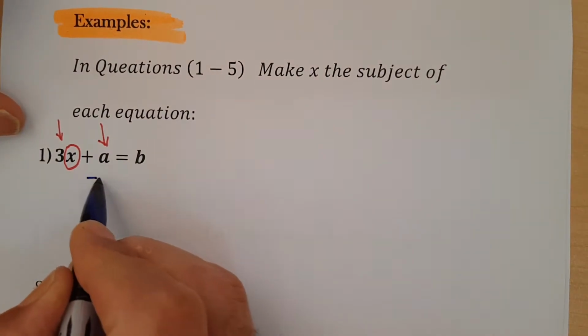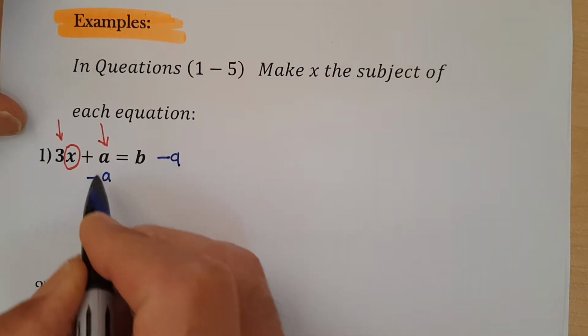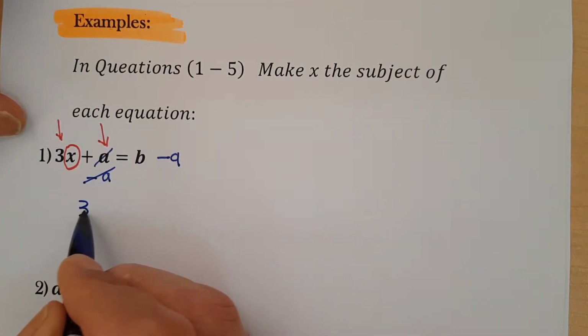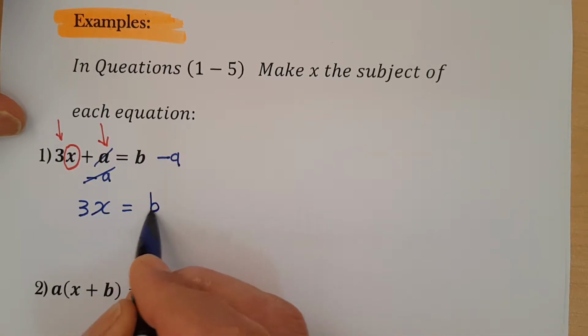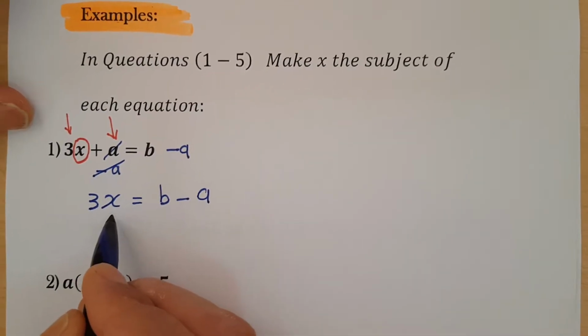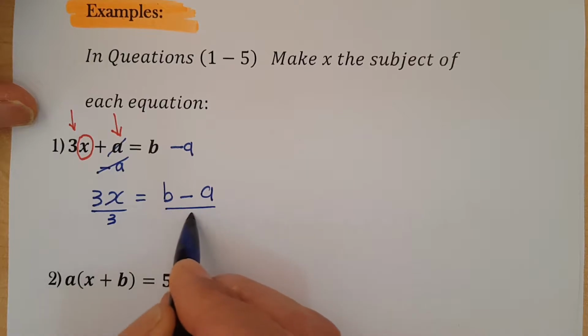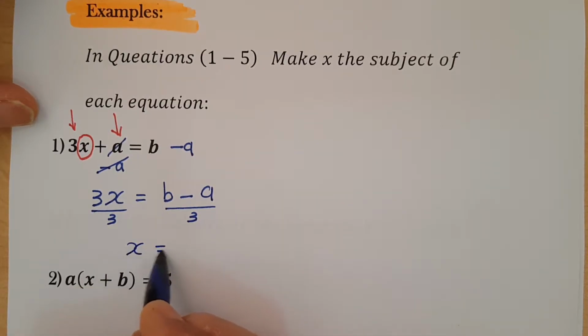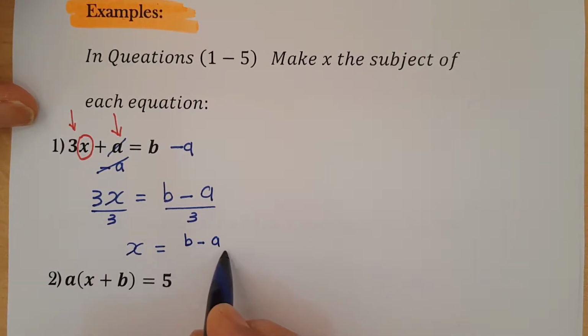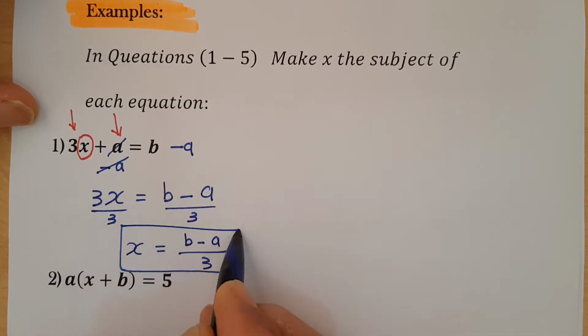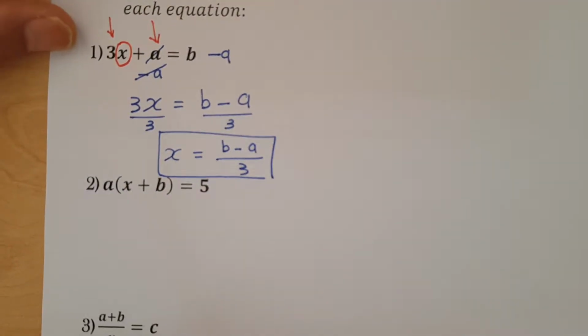Simply you subtract a from both sides. A minus a is 0. 3x now is equal to b minus a. And then divide by 3 here, divide by 3 here. That's it. x equals b minus a over 3. Very easy.